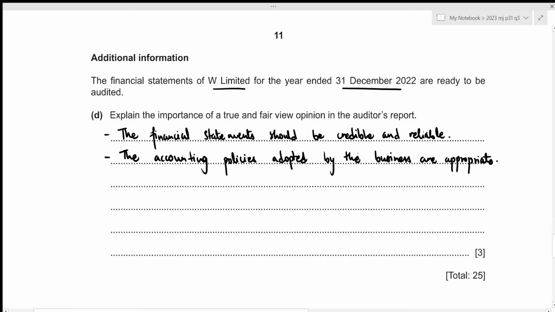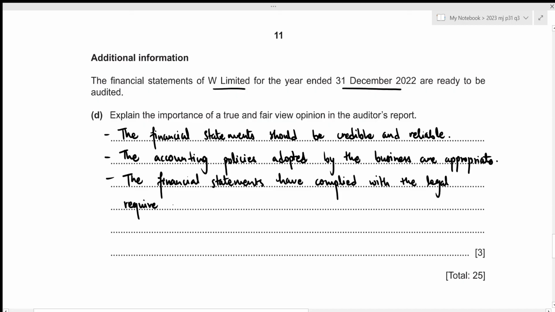And the next importance is that appointing an auditor is actually complied with the legal requirements as well as the accounting standards. So let's write it down. The financial statements have complied with the legal requirements and accounting standards. Alright, this completes the fourth part of this question as well as the entire question.